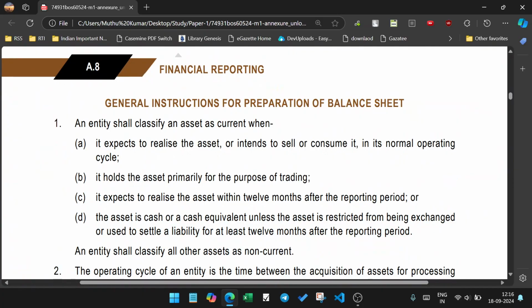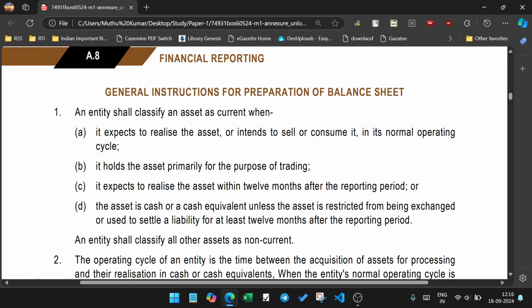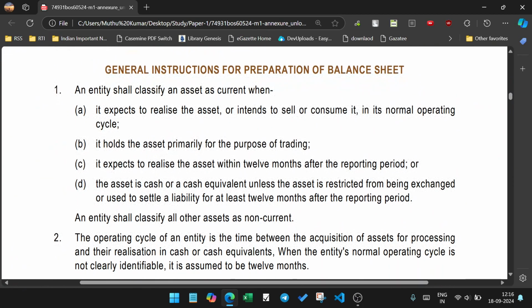General instructions for preparation of the balance sheet. The entity shall classify an asset as current when it expects to realize the asset, or intends to sell or consume it, in its normal operating cycle.